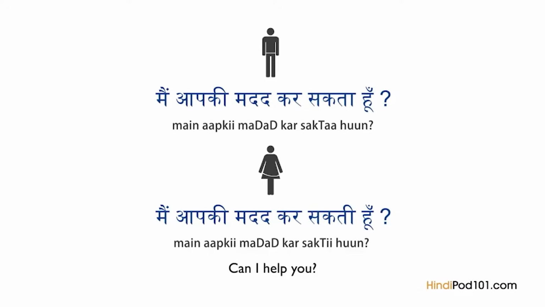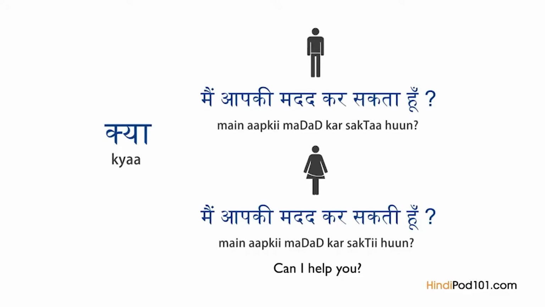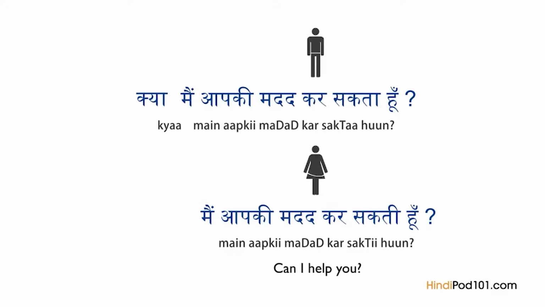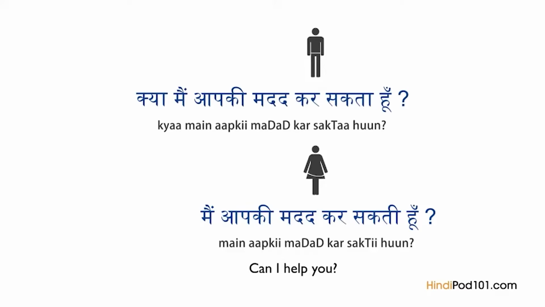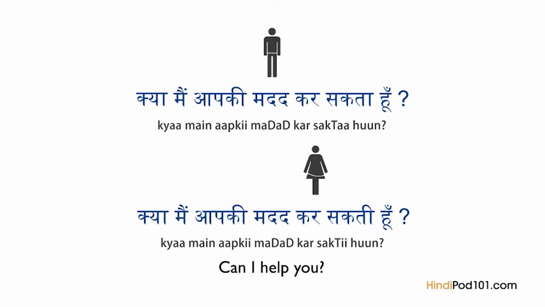Instead of turning statements into questions with a change of tone, you can also add the word kya, what, for emphasis. It always goes at the beginning of the question. For example, क्या मैं आपकी मदद कर सकता हूँ? Can I help you? For a male speaker. क्या मैं आपकी मदद कर सकती हूँ? For a female. Simple yes-no questions can be formed by the optional placement of the question word kya in the initial position of a declarative sentence.